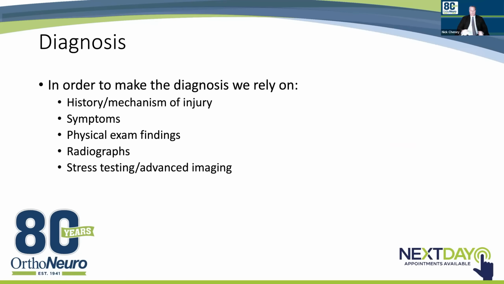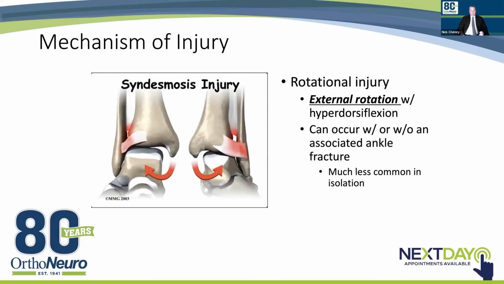So how do you make the diagnosis? So the history and mechanism of injury, very important. Any kind of external rotation mechanism, you've got to be concerned. Where do they have pain? Classically it's over the deltoid, the syndesmosis, sometimes the proximal fibula. Your physical exam findings, your stress testing, X-rays. Are there any gross asymmetries between the contralateral side or even on just the involved side? Is there any widening? And then stress tests and advanced imaging. So all these things come into play.